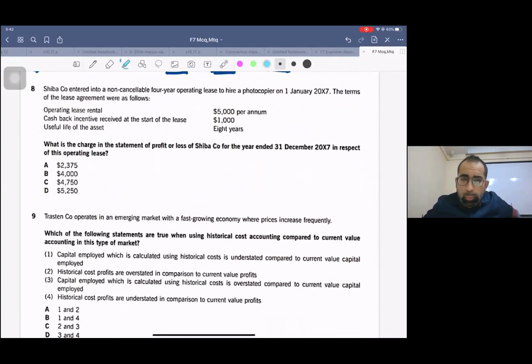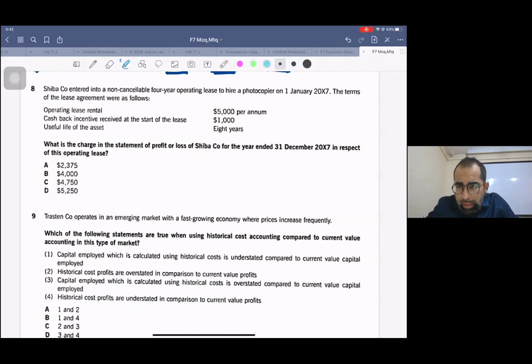Let me recall you quickly. After the introduction of new IFRS 16, now 90% of leases are finance leases. 90% lease treatment is finance lease, and we book ROU, right of use, and lease obligation. We book right of use debit and lease obligation credit.